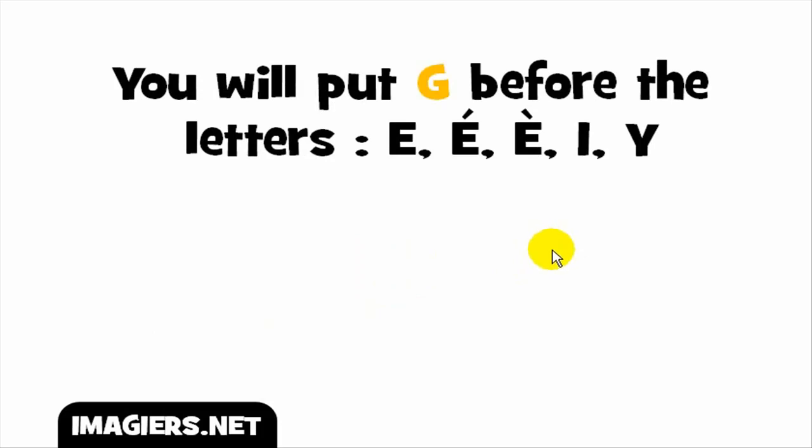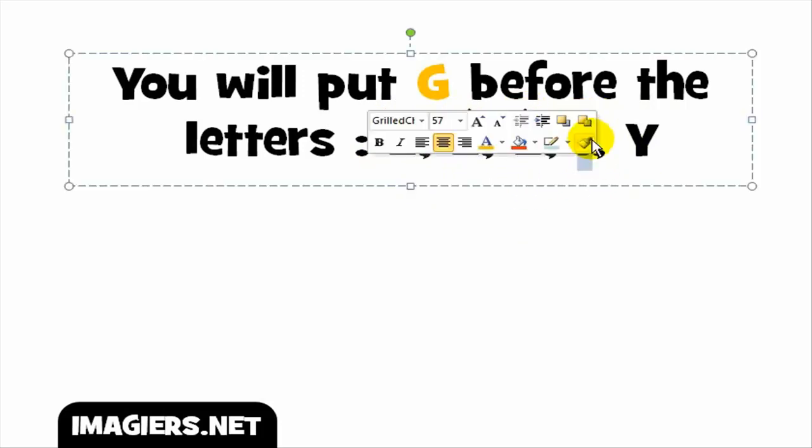Okay, so now we've got a second option for how to write the sound j, especially if you want to combine this j with the letters E, E accent aigu, but then you pronounce it é, and E accent grave, you pronounce it è. Here the vowel I, and then this Y, which is pronounced like I here. So let's see them one more time. With these letters, remember to put J before them to get the sound j.